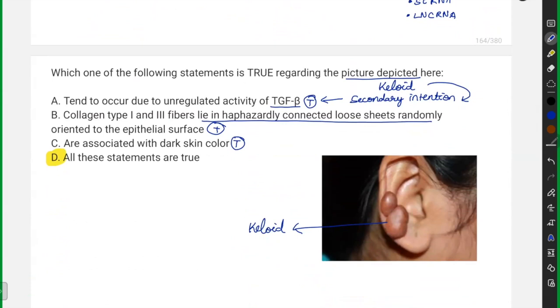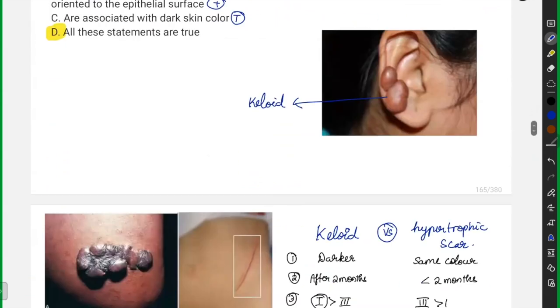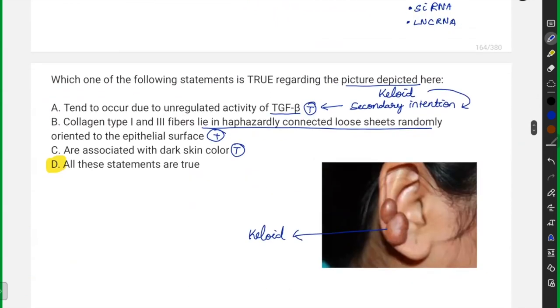So, which of the following statements is true regarding the picture depicted here? The picture given here is actually a keloid. Before talking about keloid, first, generally, we will talk about wound healing.